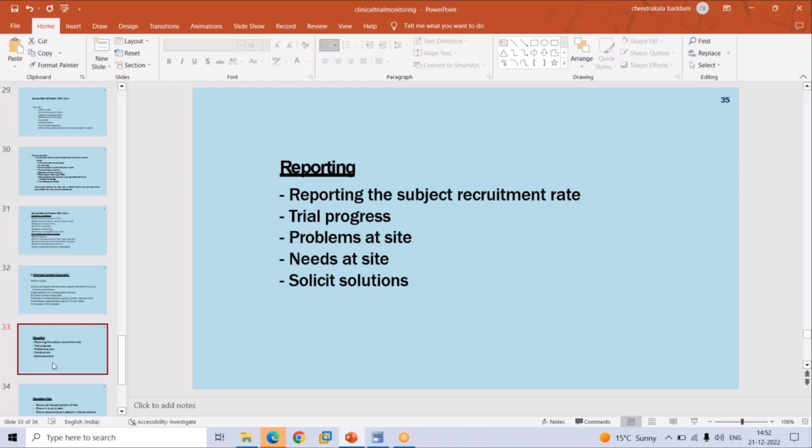From a reporting point of view, they check the subject recruitment rate, how many are coming for the visits, how many are recruited. Reporting of recruitment, trial progress, what are all the problems at the site, what are all the needs at the site, any lack of something at the site, and solicit solutions.